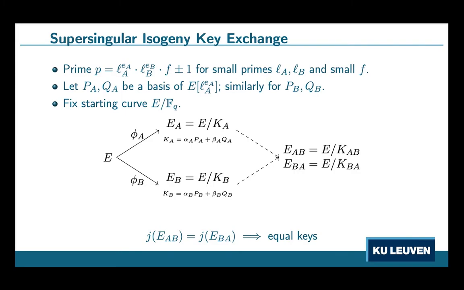So given this background, how do we do something that's key exchange-like? So the first thing to do is to take a bit of a special prime, where it's going to be a power of l_A and a power of l_B, both small primes, times a cofactor and then plus or minus 1. So these small primes can be 2 or 3. For efficiency reasons, this means the protocol can run quite quickly.